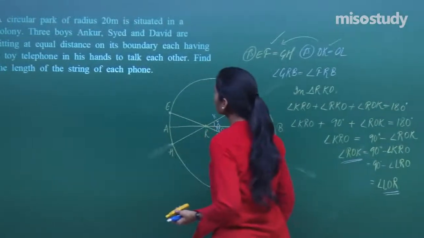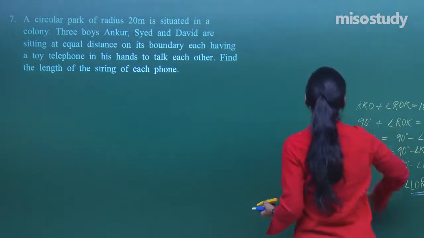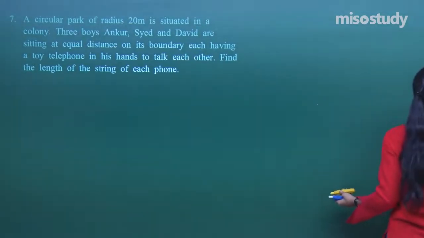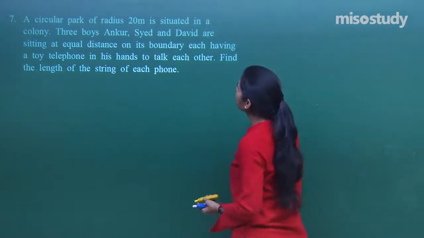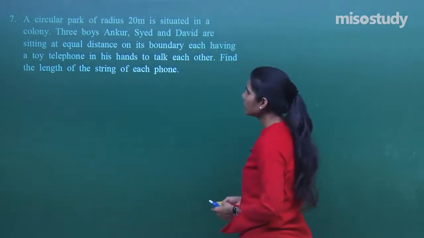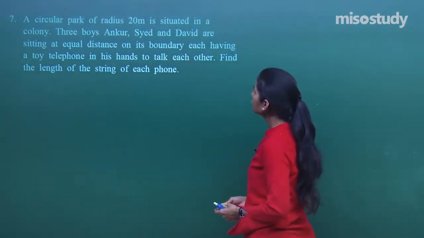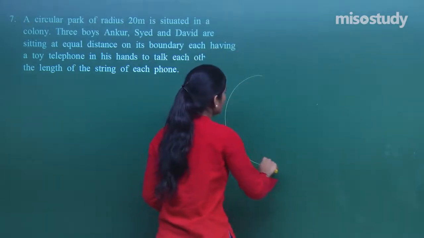A circular park of radius 20 meters is situated in a colony. So the circular park is there, of radius 20 meters. Ankur, Saeed and David are sitting at equal distances on its boundary, each having a toy telephone in his hand. To talk to each other, find the length of the string of each phone. So it's a circular park.